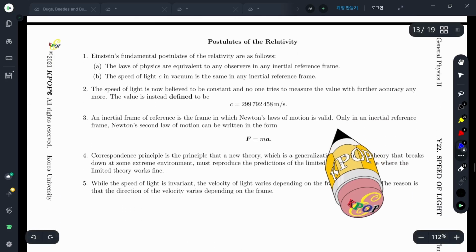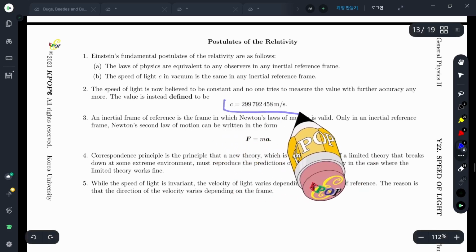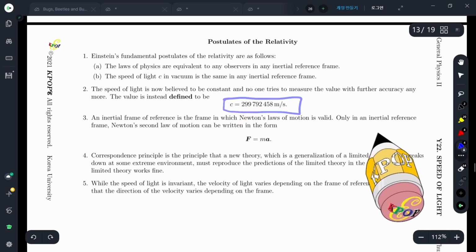Postulates of relativity. Until now, the Michelson-Morley experiment tells us the speed of light is the same everywhere in any inertial reference frame. And because it is a natural constant, we do not extend the numerical accuracy further, and we let it be exact. So this is 299,792,458 meters per second.